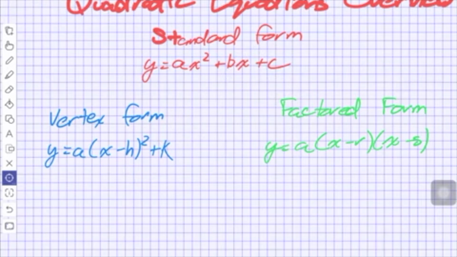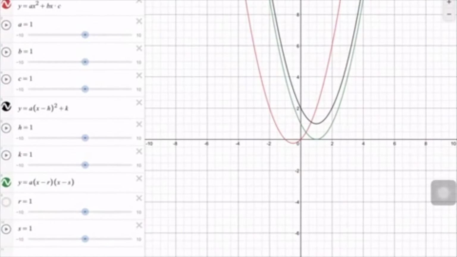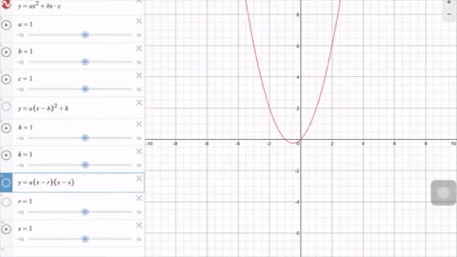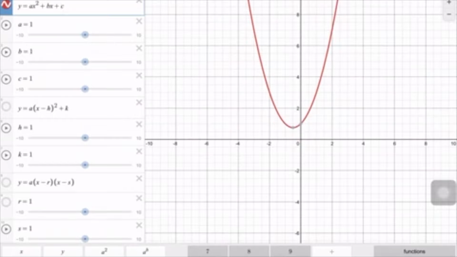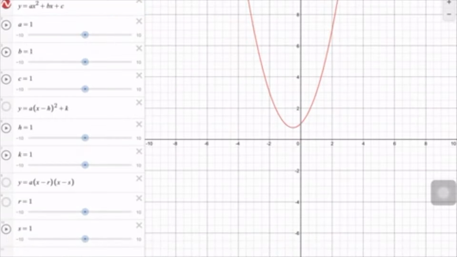I'm going to bring up Desmos really quickly here and show you that I have the three forms here. Now I'm going to turn off the other two for a second. We don't need green and we don't need black at the moment. So here's our red form. In this one, you'll notice I have a equal to 1. So this is y equals 1x squared plus b, which is also 1. And, oh, that should not be times c. That should be plus c. Great. And c is 1. So here's our quadratic.